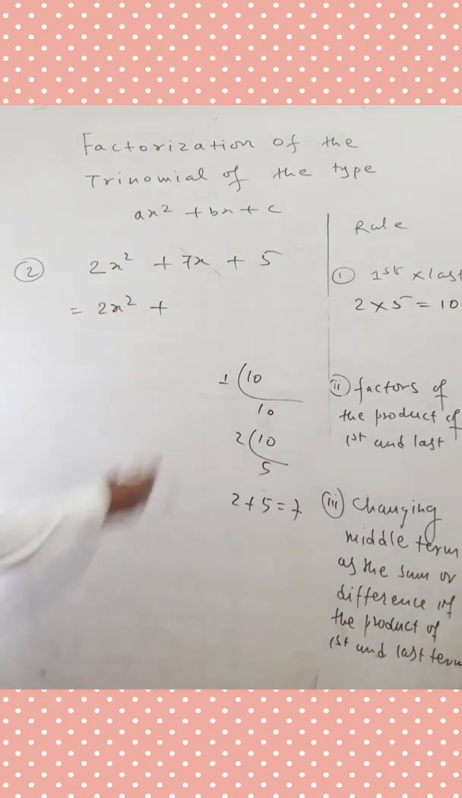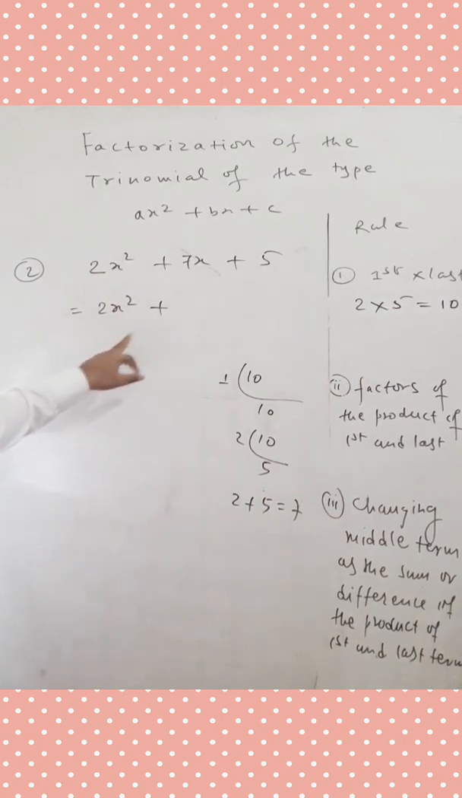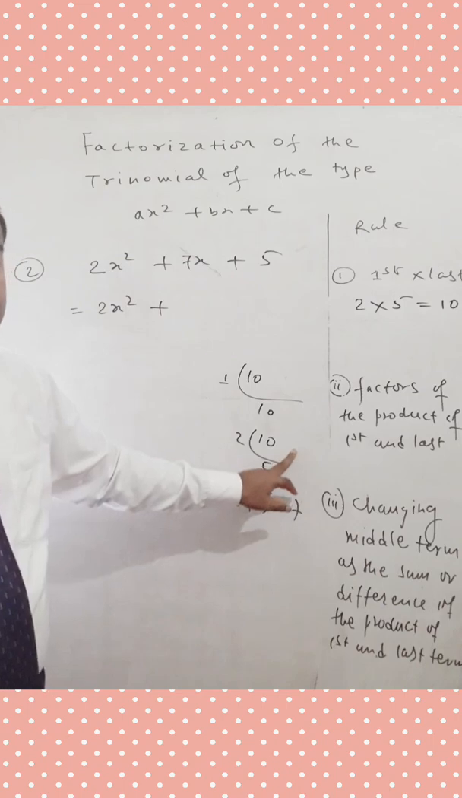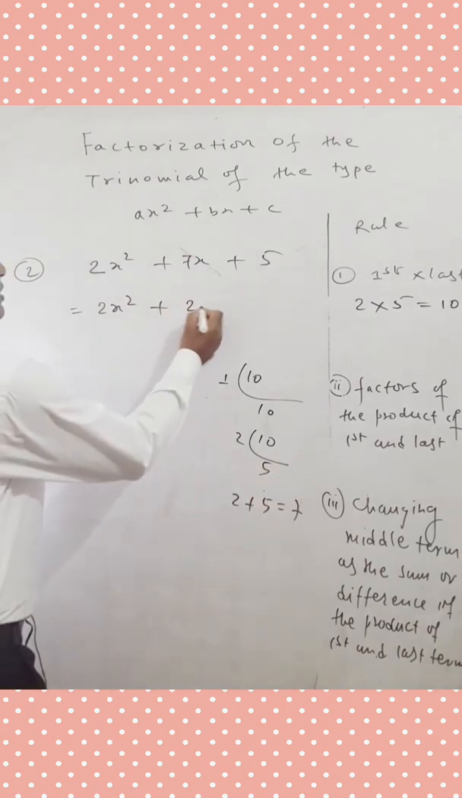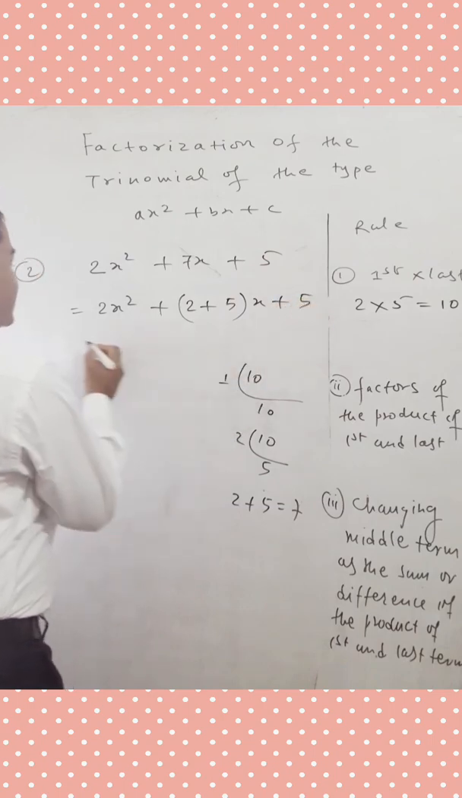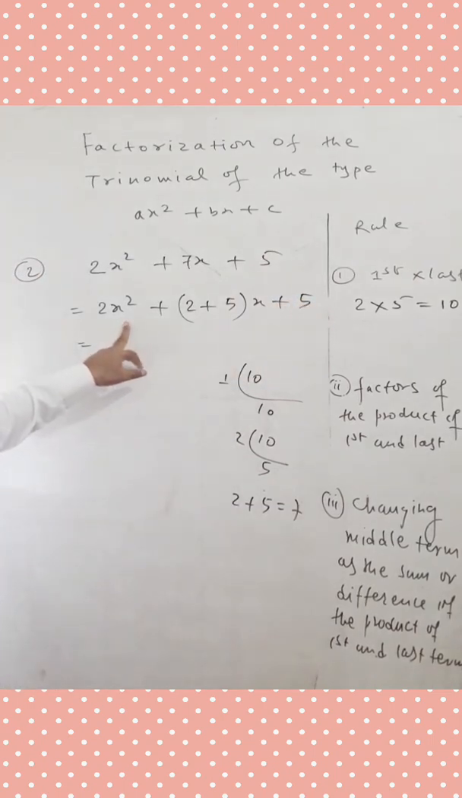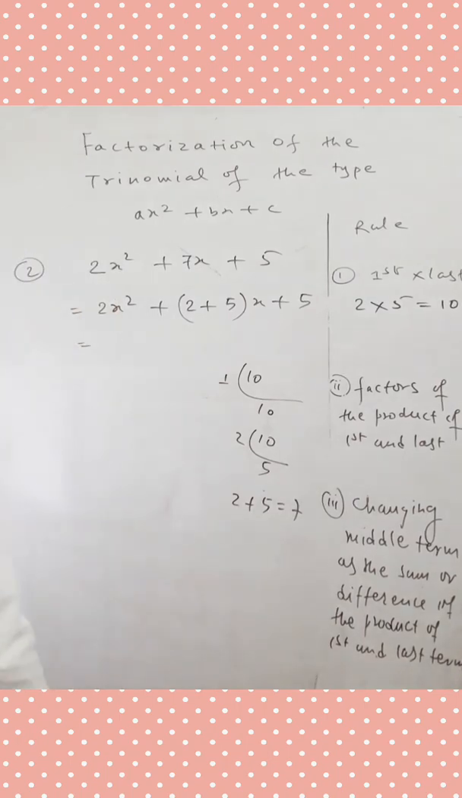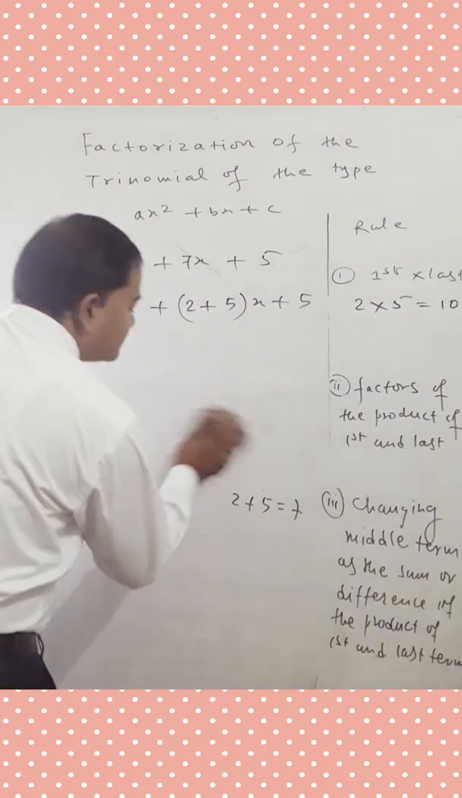So the first term is as it is, 2x square is as it is. Now 7 we are going to write as the sum of two factors of 10, that means 2 plus 5, and x is as it is, and plus 5 is as it is. Dear students, now in the second step we are going to simplify it.